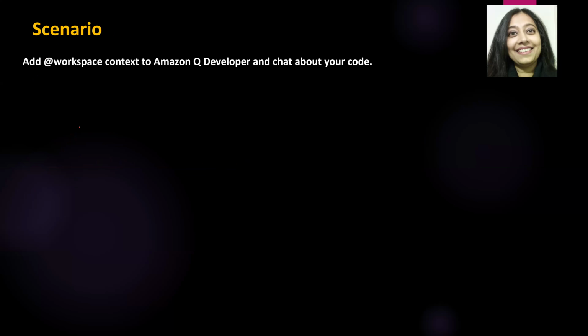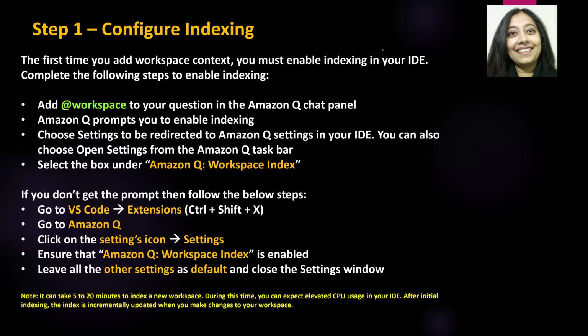Scenario for our lab today. We will add workspace context to our Amazon Q Developer and then chat about our code. So let us see how we can go about doing this. It is pretty simple, pretty straightforward.